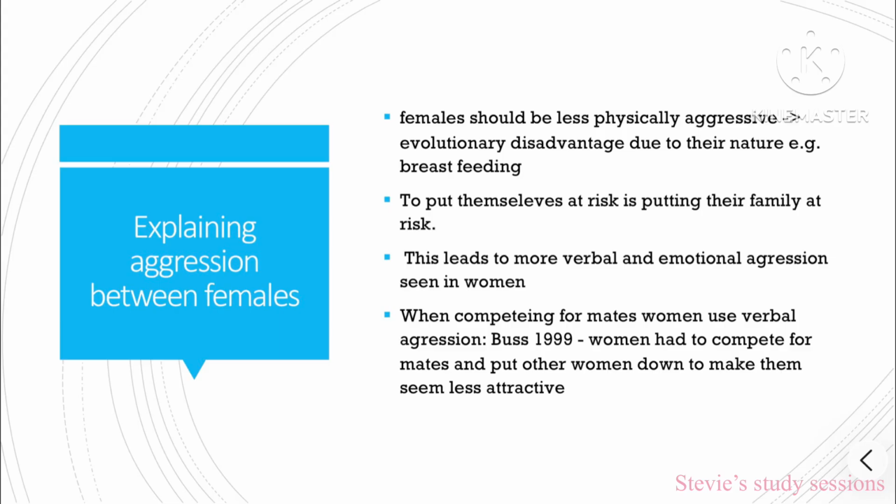Females in nature tend to be less aggressive due to having to look after children, having to breastfeed, and having a nurturing side to them. To put themselves at risk is to put their family at risk. This leads to women having more verbal and emotional aggression than physical aggression. When competing for mates, women use verbal aggression. This is shown by Buss, 1999.